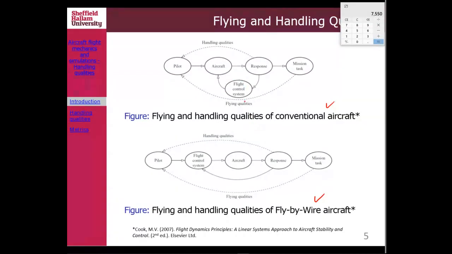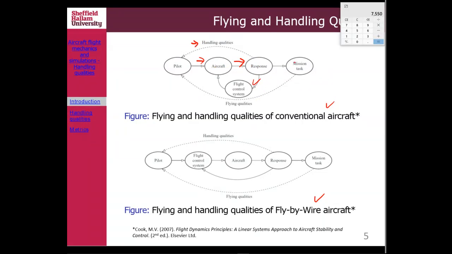If we talk about the flight control system, you can see that it is part of the loop there. The pilot gives the input to the aircraft, then obviously the aircraft will give a response, and the response is taken back into the flight control system, and then it will be fed back to the aircraft in order to provide stability. And the loop there is obviously the handling qualities that we talked about before.